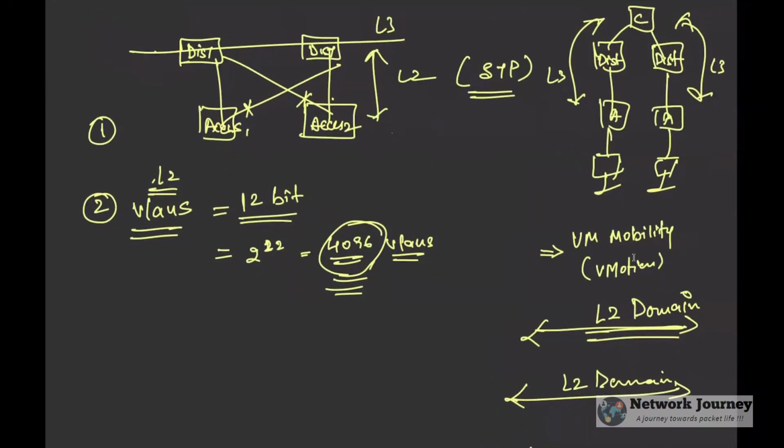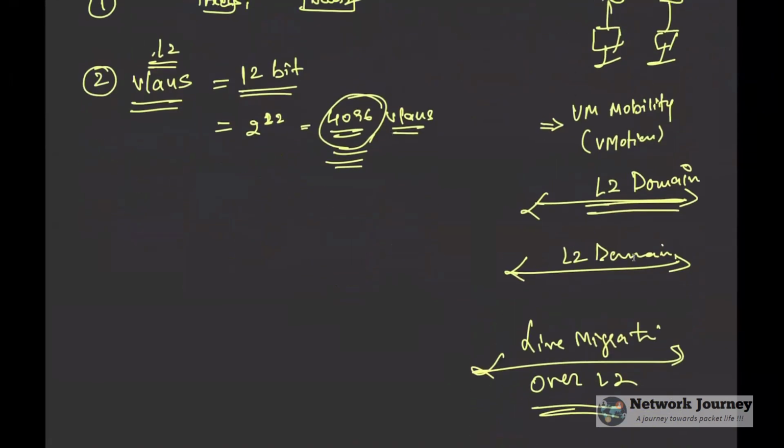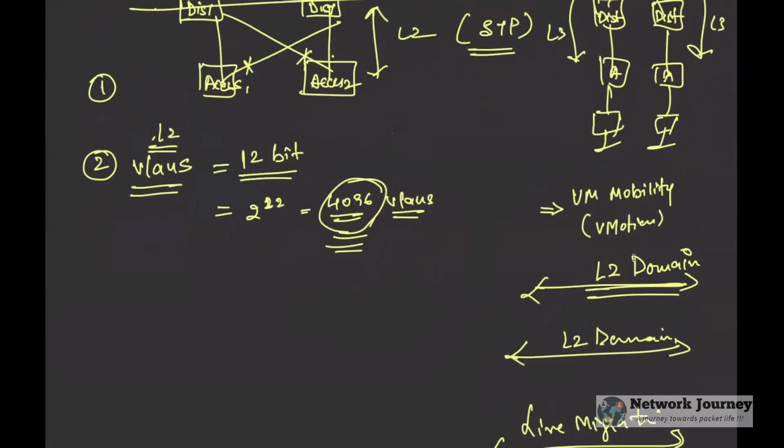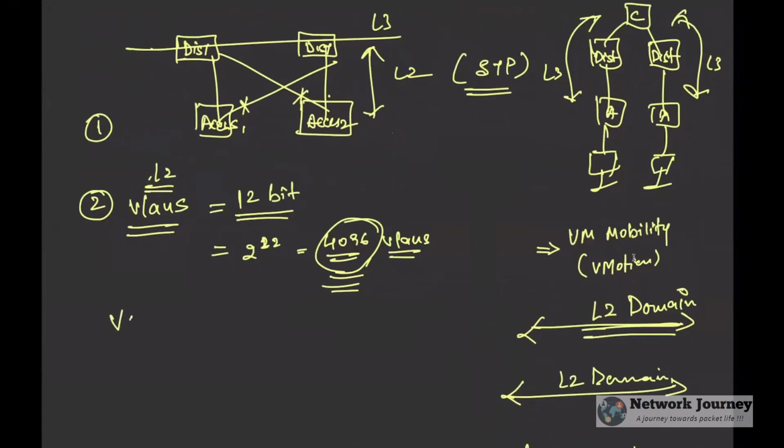So to overcome these situations, you will need a complete L2 domain. For that, different solutions come, and after that, the widely accepted solution is VXLAN. So how is it going to solve your issues, or how is it going to cater to your needs?